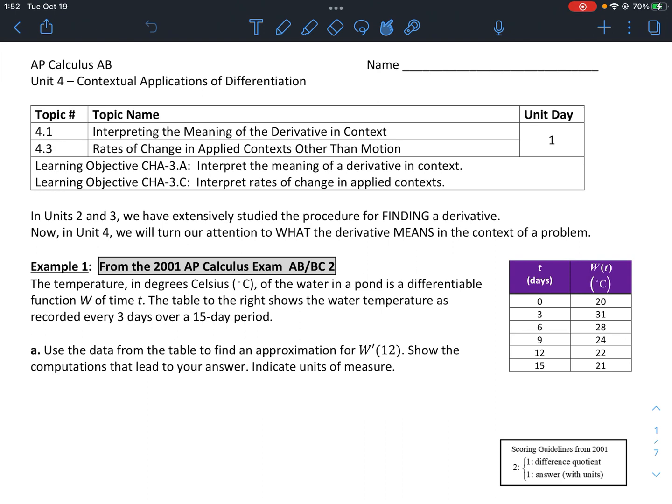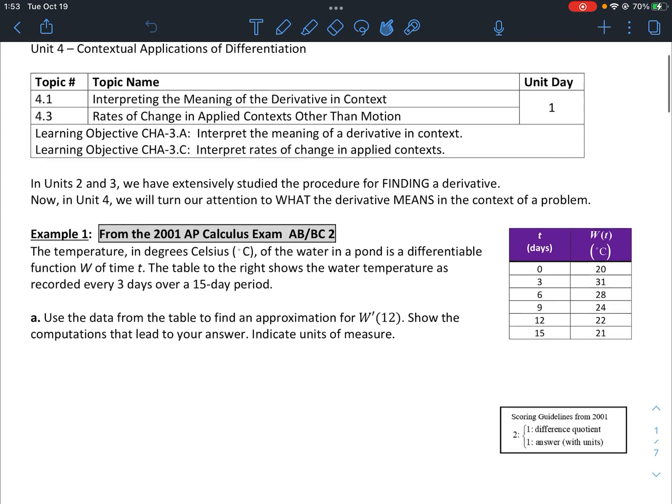Today we're going to look at a new chapter, Contextual Applications of Differentiation. All right, today we're going to look at two separate topics here, which are pretty similar in nature. That's why we're going to do them together. Topic 4.1, which is interpreting the meaning of the derivative in context, and 4.3, which is the rates of change in applied context other than motion.